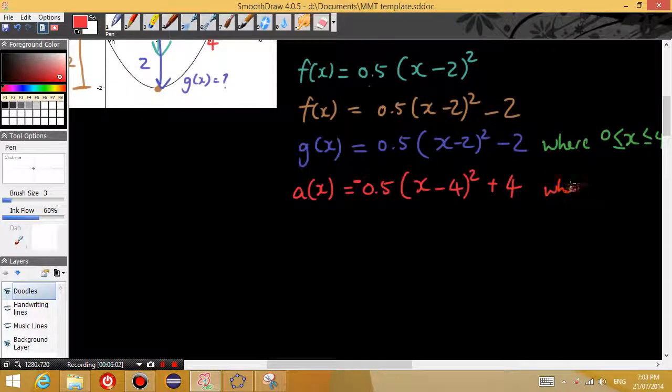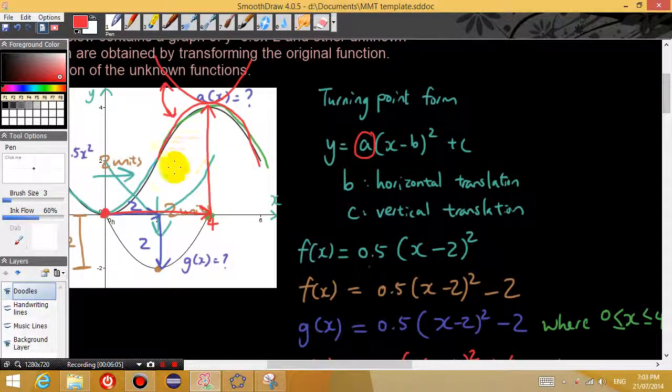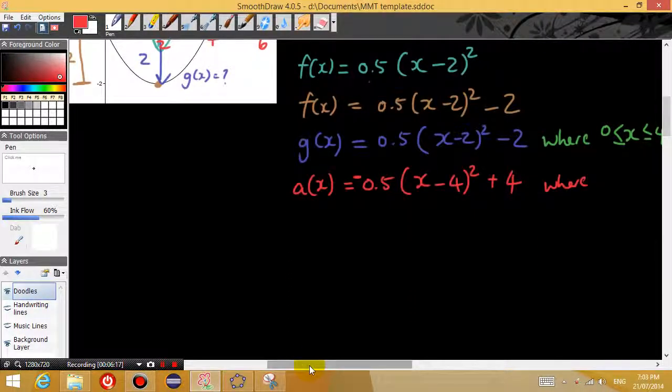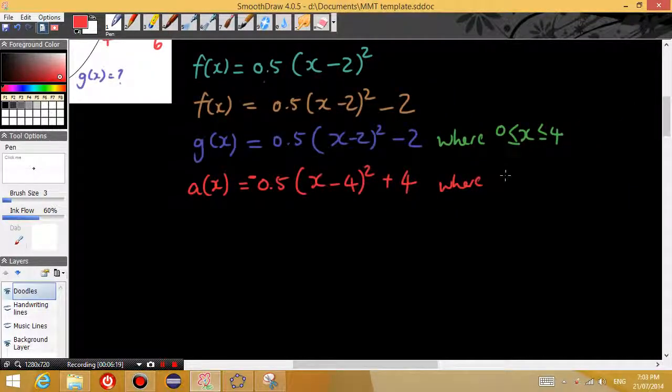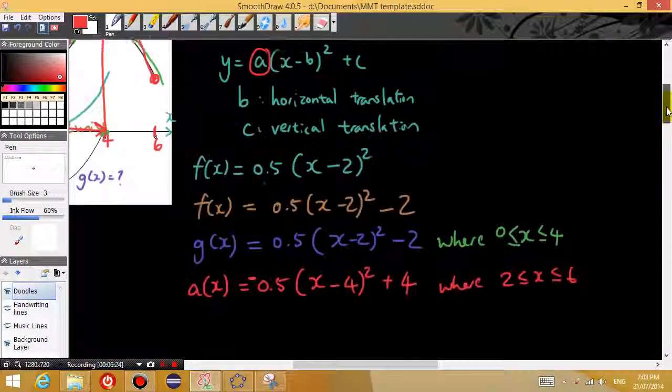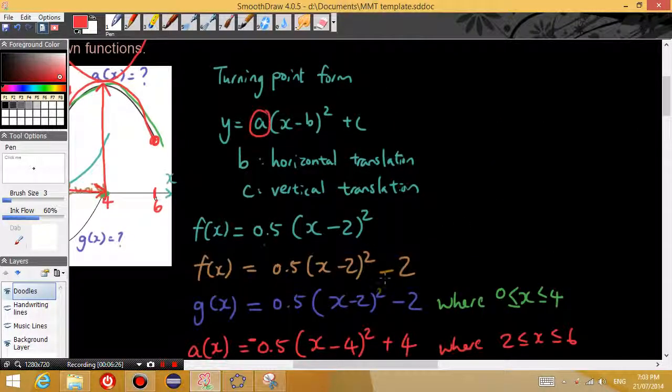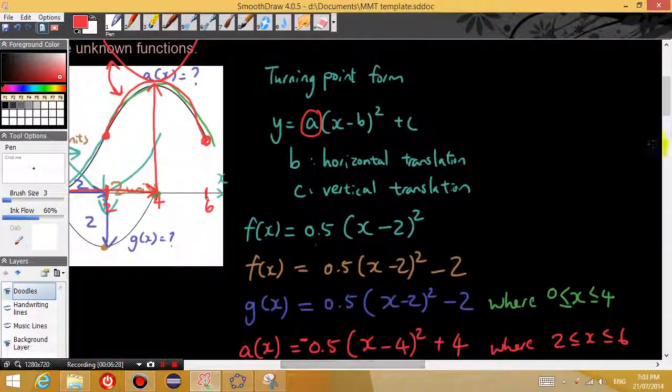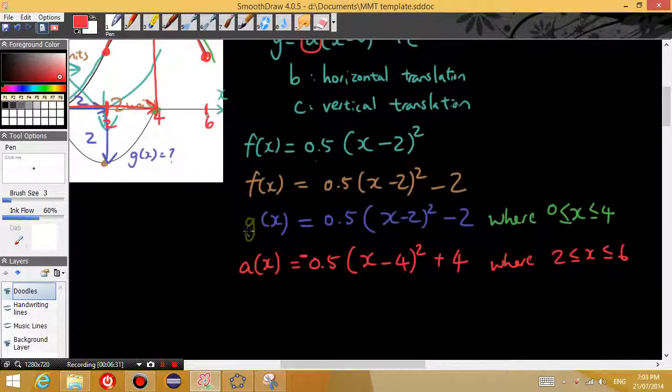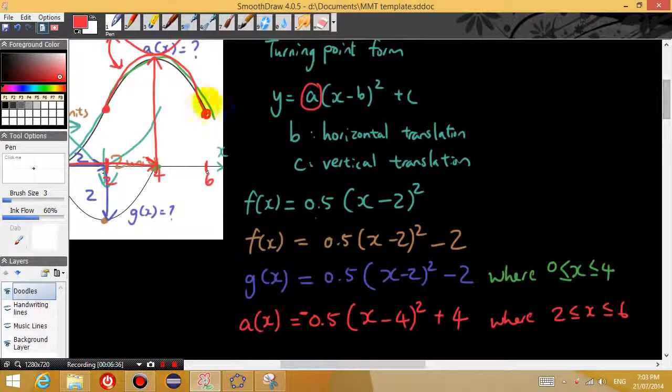Now what about the domain of the new equation? The domain of the new equation is between x equals 2 and x equals 6, right? Because that's where the line stops. So then the answer is where x is between 2 and 6. Okay, so that's the answer. We got g of x, which is this graph, and we got a of x, which is this graph.